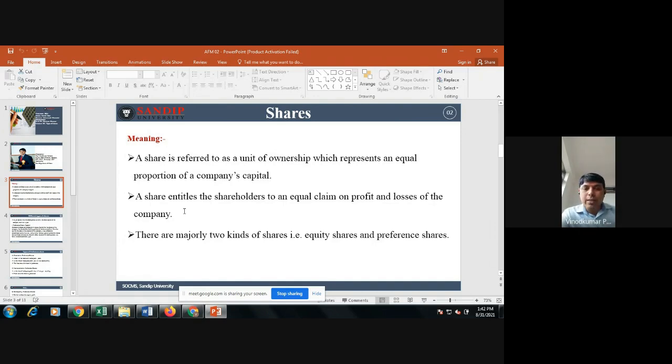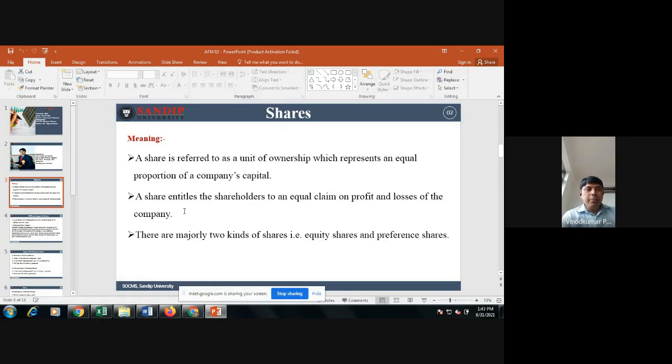A share is a unit of ownership which represents an equal proportion of a company's capital. A share entitles the shareholders to an equal claim on profit or losses of the company. Shareholders are the owners, so they have the right to claim equal profit and losses. Limited liability is there as per their proportion of shares, the value or quantity of the shares they hold.